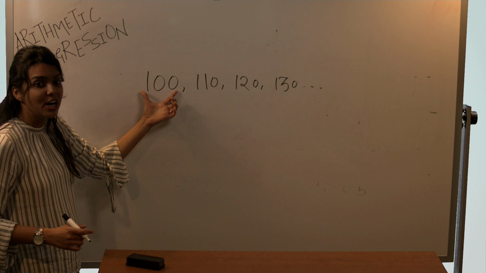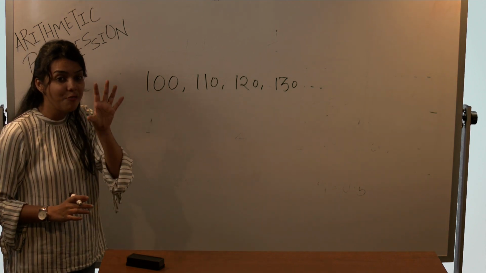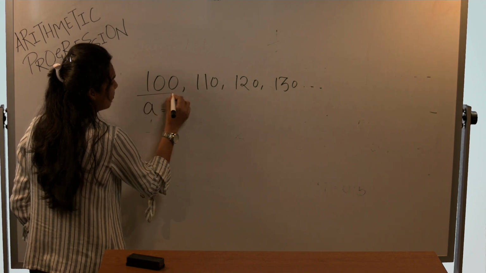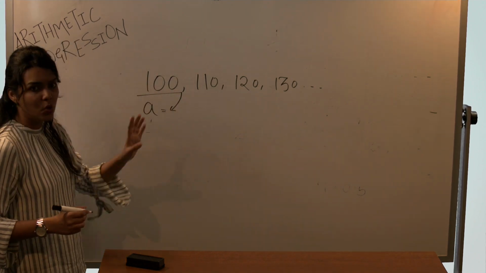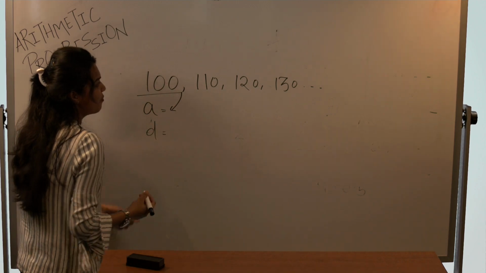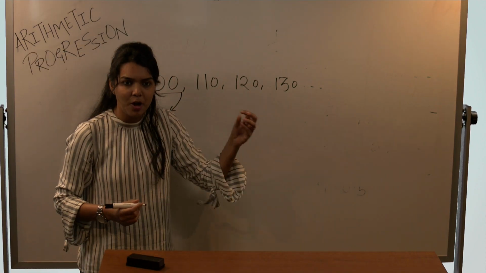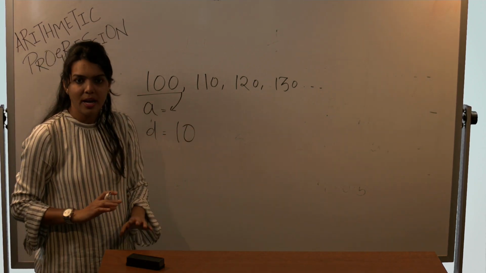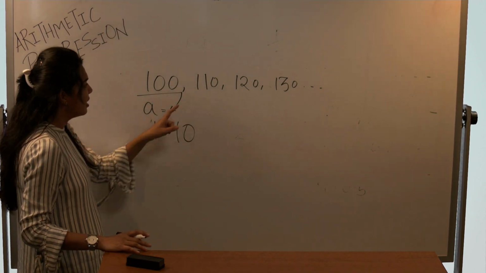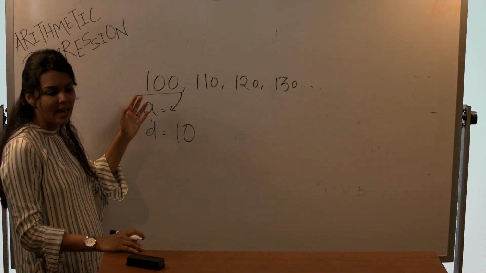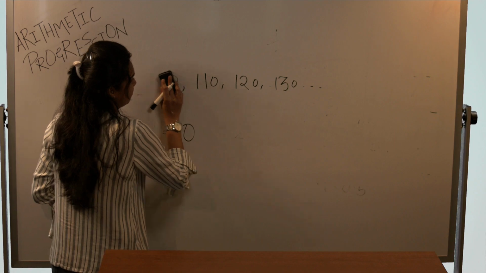So what is the first term here? The first hour fare, the first term, A is equal to 100. Now, what is the common difference? The fare is increasing by rupees 10. So the common difference is rupees 10. D is 10, which I can say is nothing but A2 minus A1: 110 minus 100, which is rupees 10.